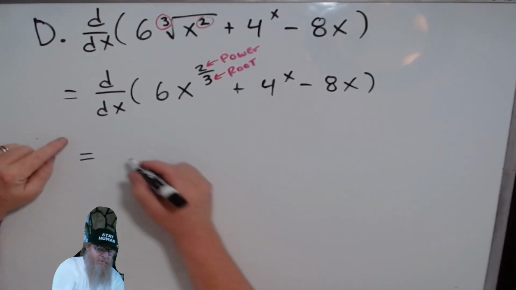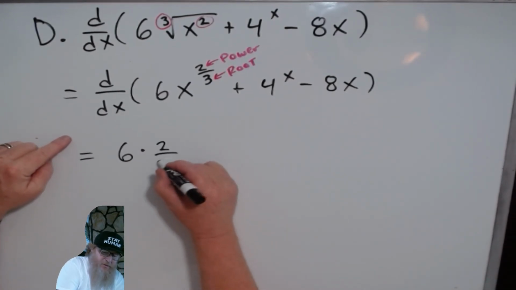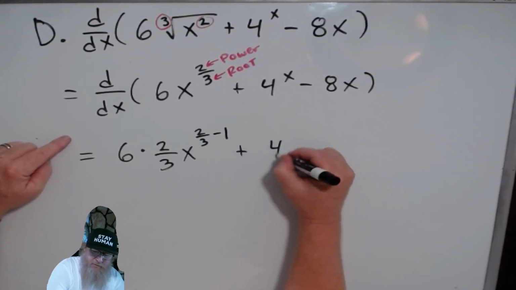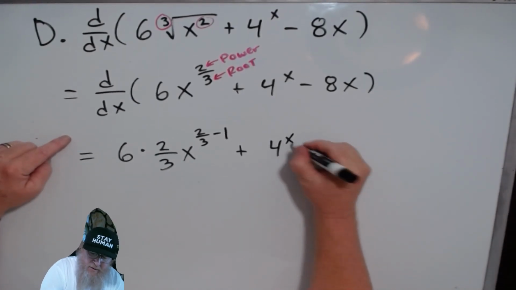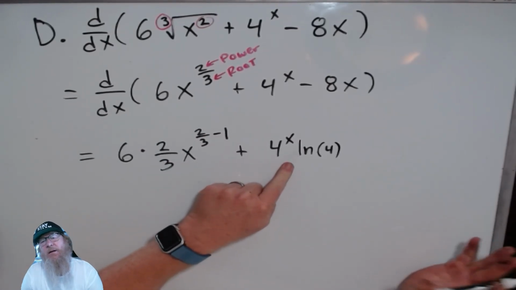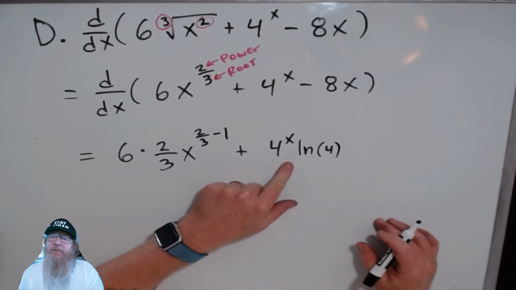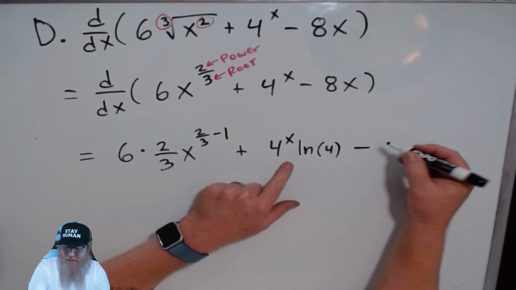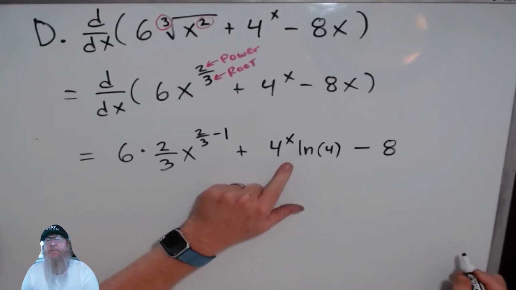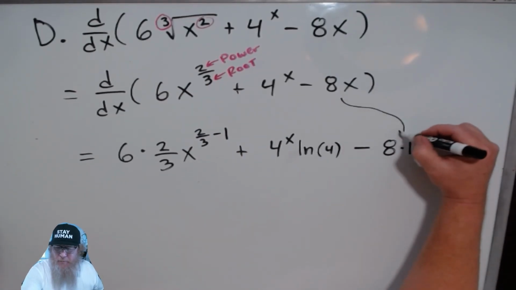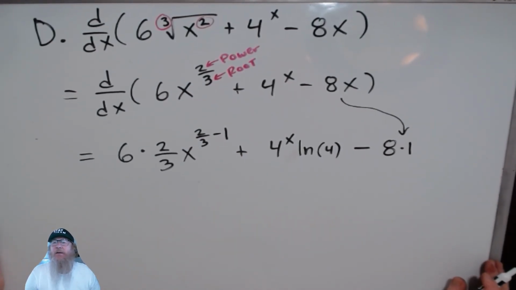Now we'll use our rule. It's going to be 6 times 2/3 x to the 2/3 minus 1 plus 4 to the x power ln of 4. That's the rule number, I don't know, what was it, rule number 5 or something? 4, rule number 4. We have 7 rules altogether. And then this is the first rule, or the first and second rule that we had, 8. That'll just be 8 because the derivative of x is just 1. So technically that's 8 times 1 if you really want to make it look totally clear.